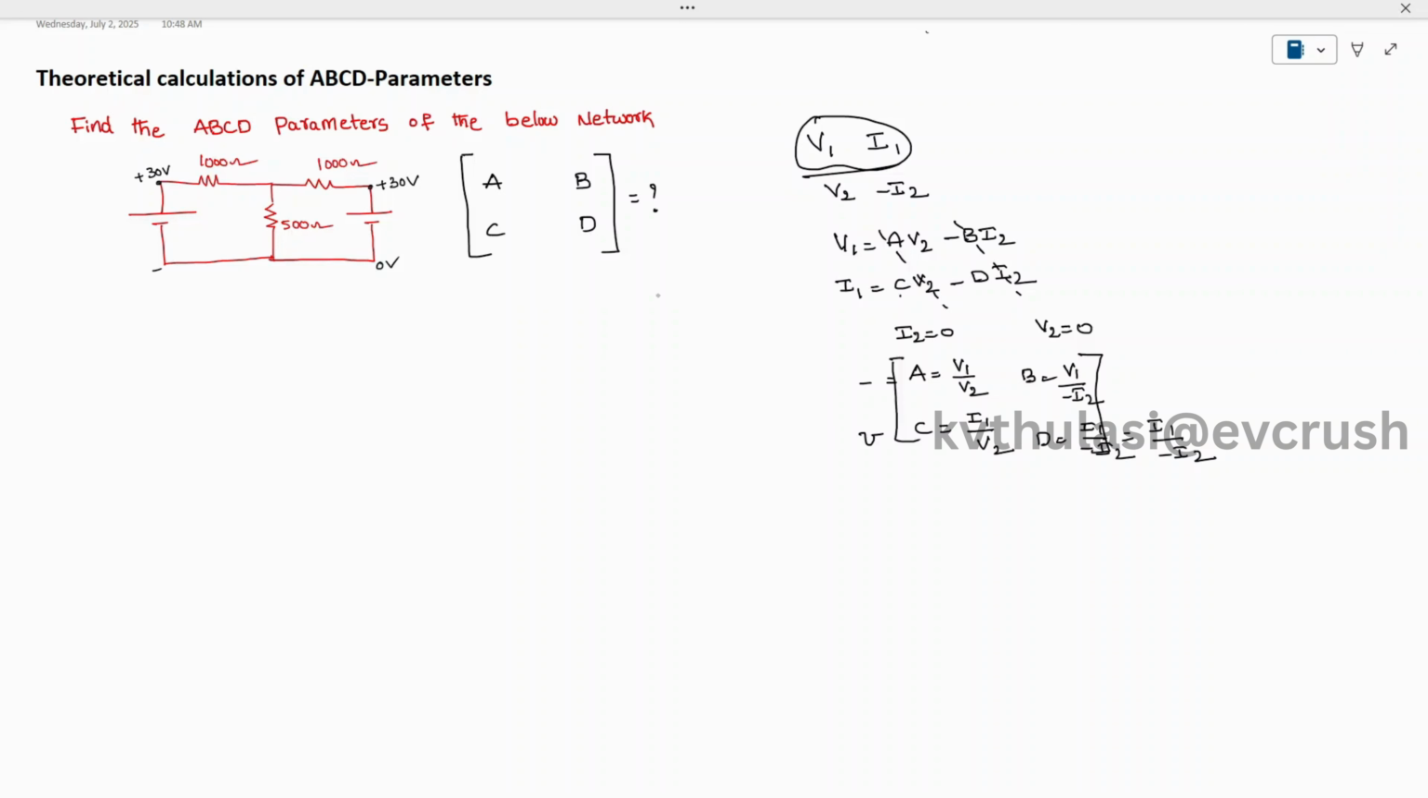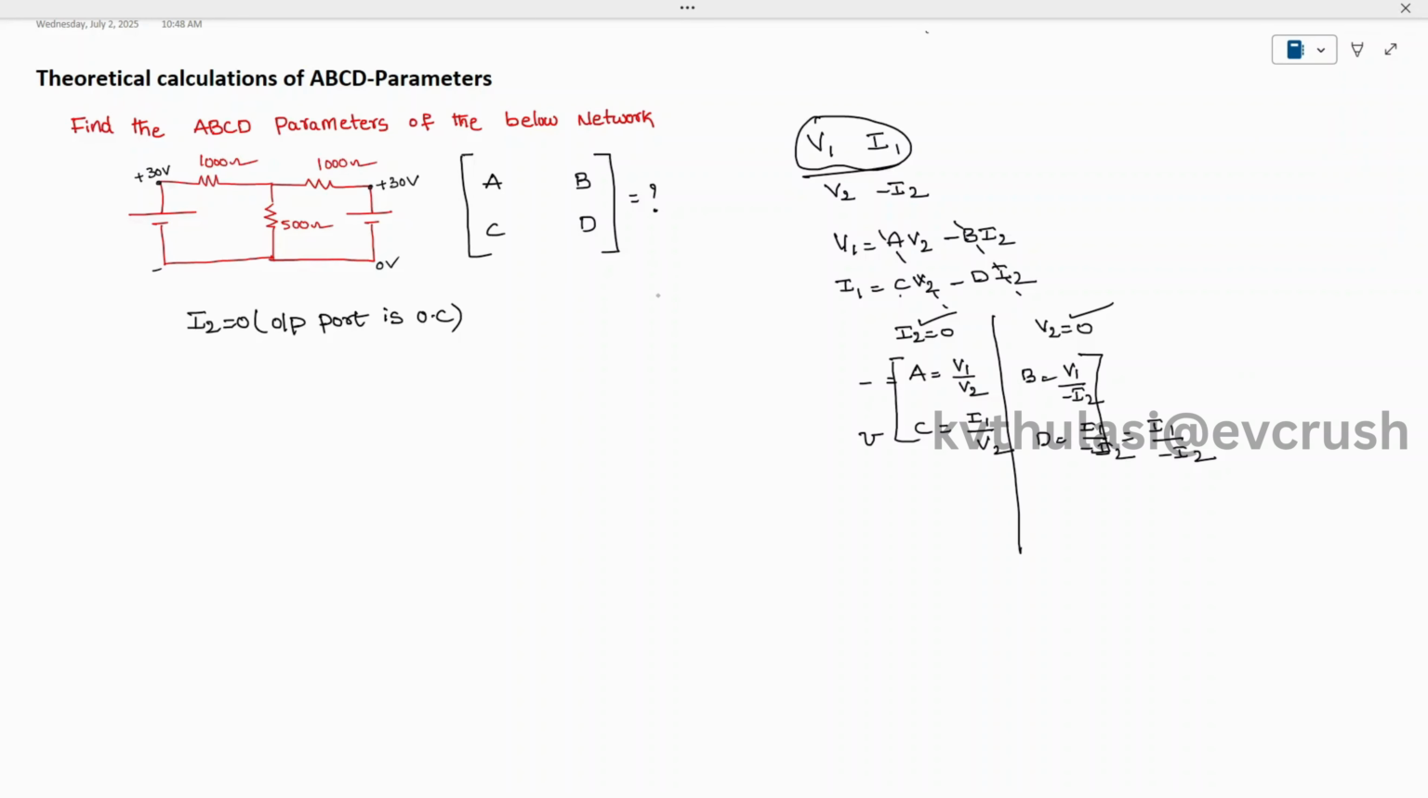Now let's split this problem into two halves. For the same problem, we are going to perform theoretical calculations as well as practical calculations. Let us see the theoretical calculation first, and the remaining will proceed with the practical experimentation part. Coming to the first part, we have to make I2 equal to 0, which means the output port is open circuited.